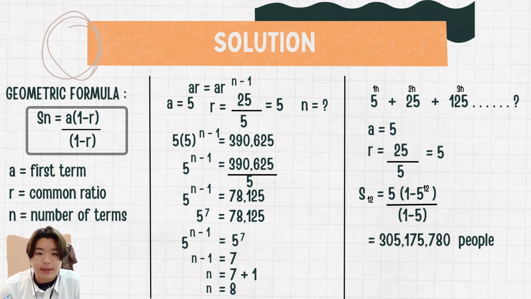To solve the second learning issue, which is how many people in total will receive the link after 12 hours, we use the sum of a geometric sequence formula, which is Sn equals a times 1 minus r to the power n, divided by 1 minus r. a represents the first term, r represents the common ratio, and n represents the number of terms.